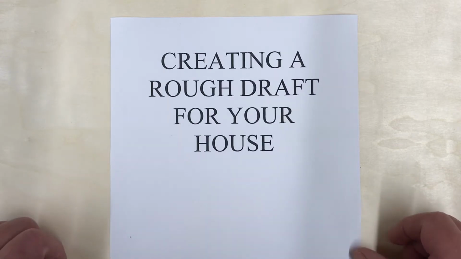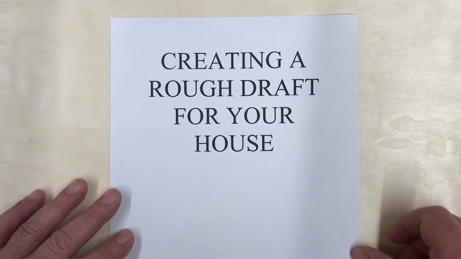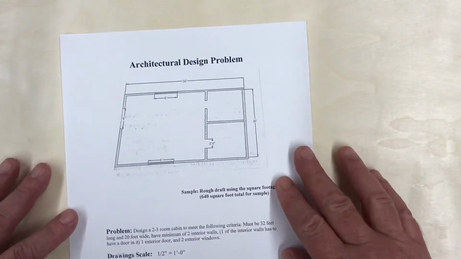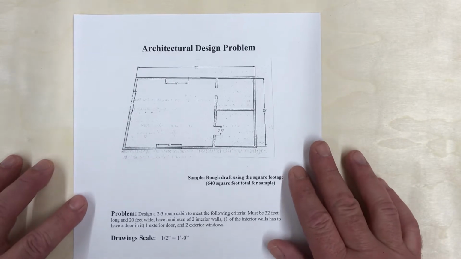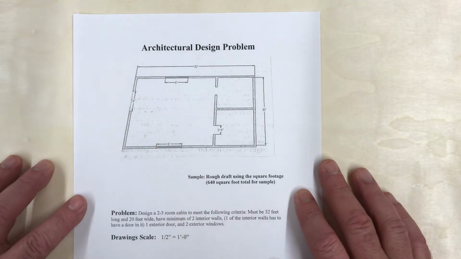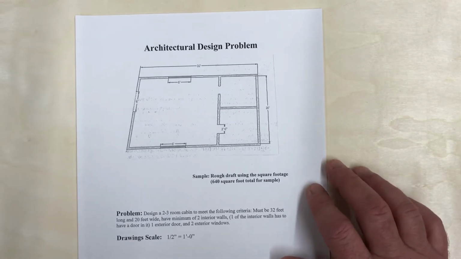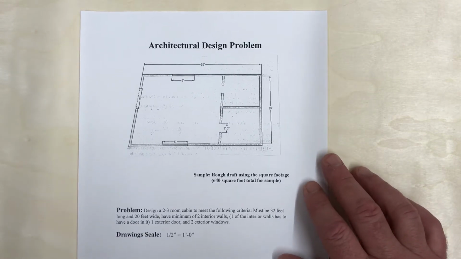Welcome. We are going to create a video today that explains how to create your rough draft for your house. The first step we need to do is talk about the design and the minimums and maximums that we're going to use. If you take a look, this house right here is more of a cabin style.